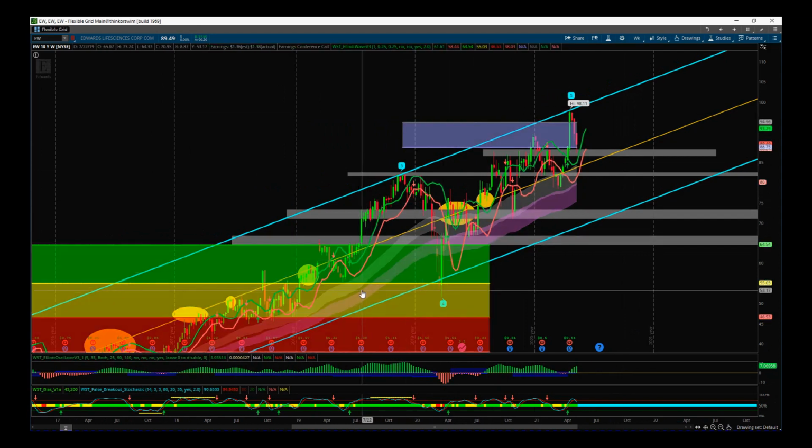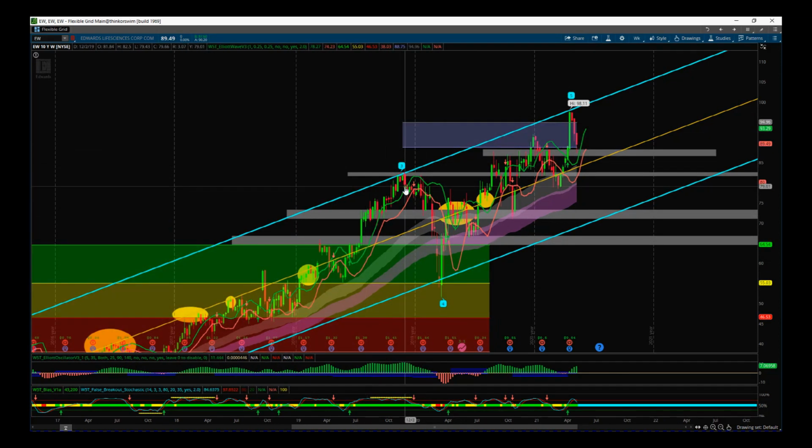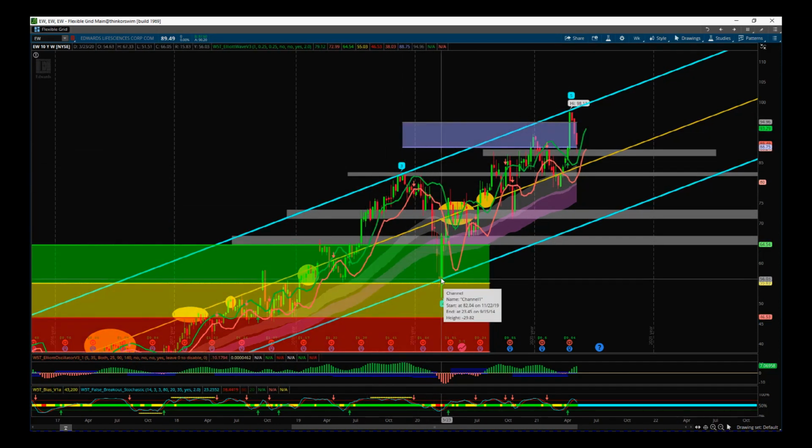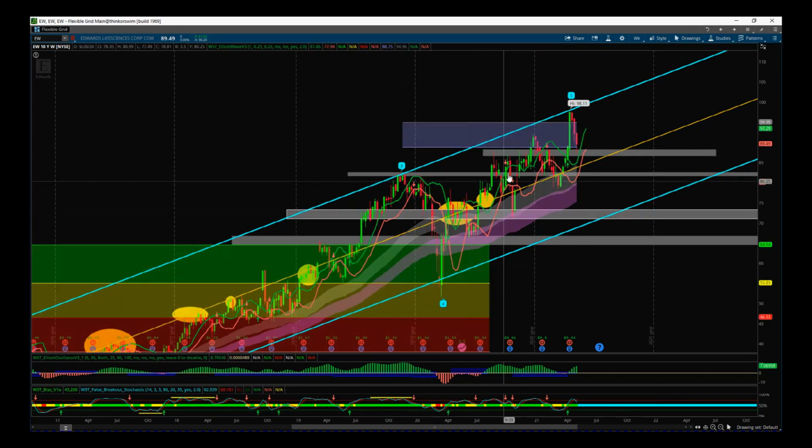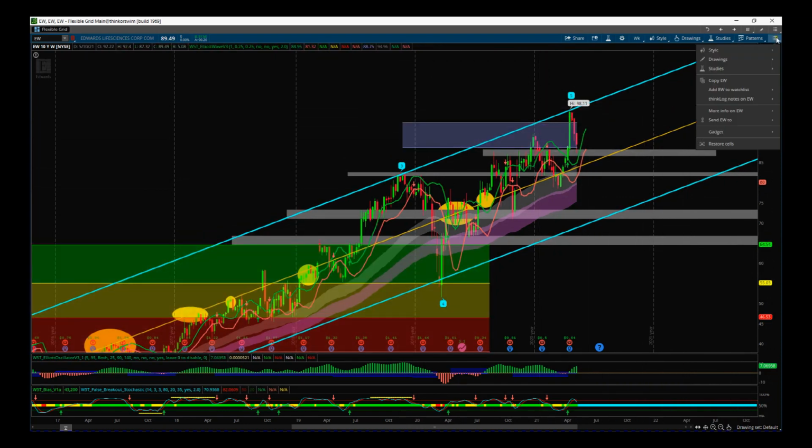Okay, we did have a fifth wave move after the pandemic pullback on EW, from $56 to $98. That was a great move. I personally didn't get that one, but there are good moves on the weekly, but the better ones for me are on the daily time frame. So let's go to that time frame now.